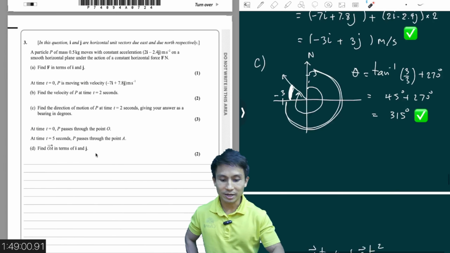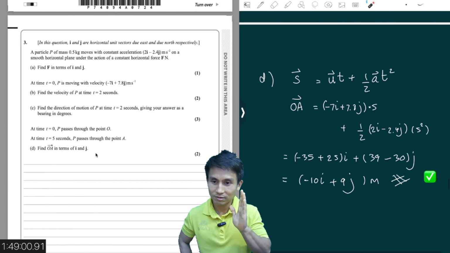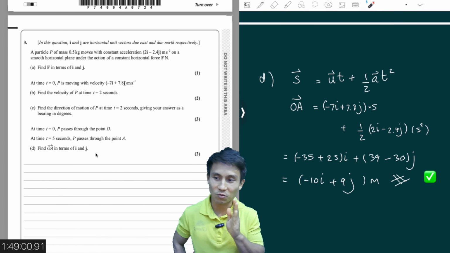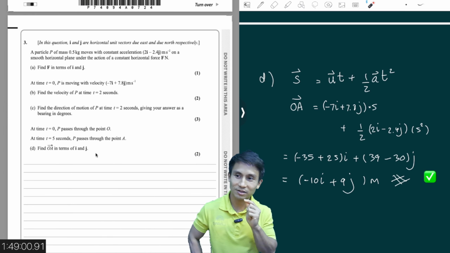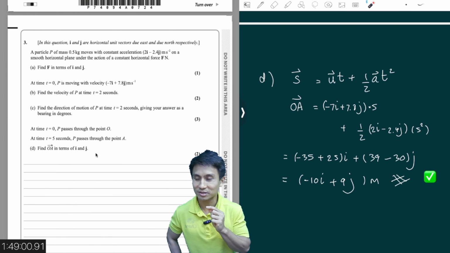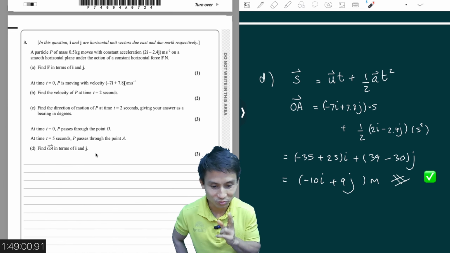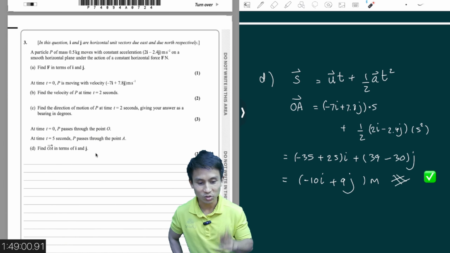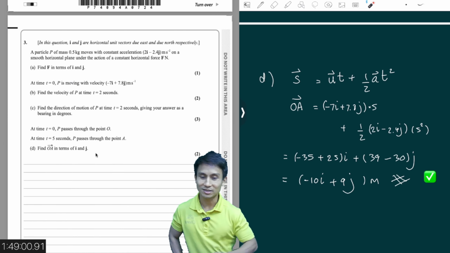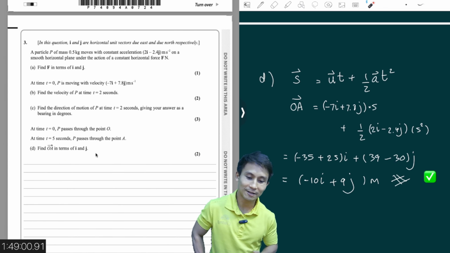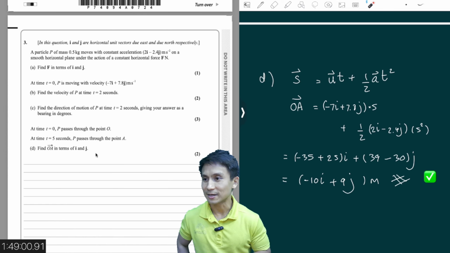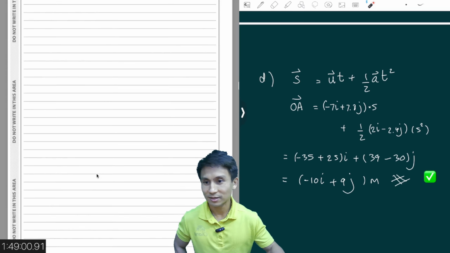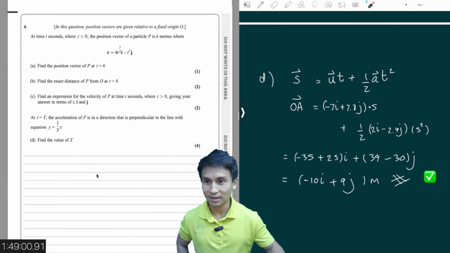The interesting bit here, I think, is part D, because if you don't know that you can use this other SUVAT equation in vector form, then you probably don't know how to do this. You can use this as a vector equation, so put S as a vector, U as a vector, and A as a vector, and t is a scalar. And then you can just solve this. Get the S as the displacement vector OA. So that's just something to stress there.